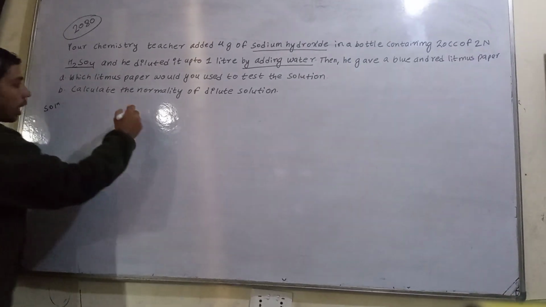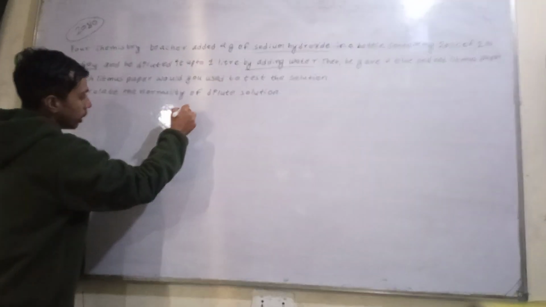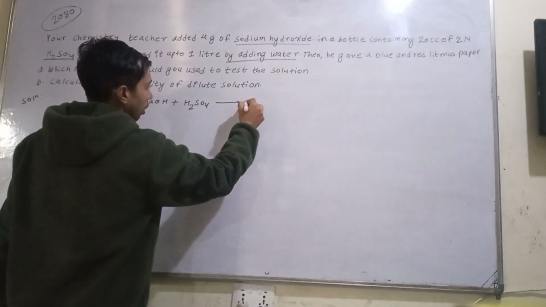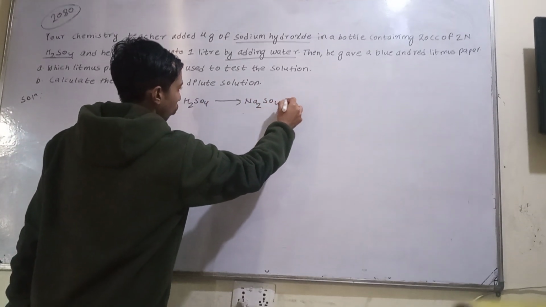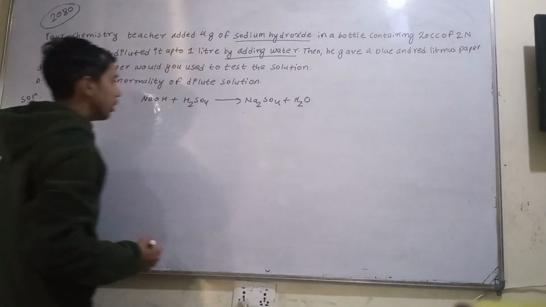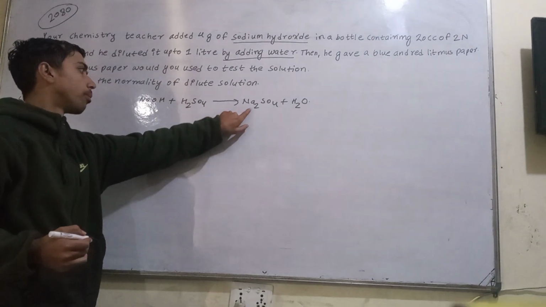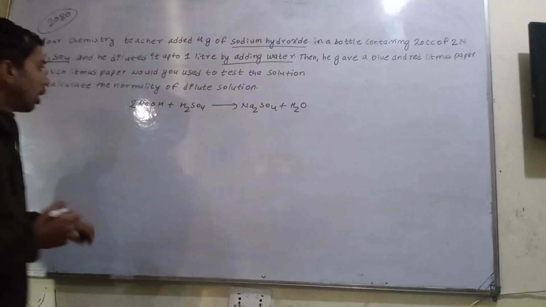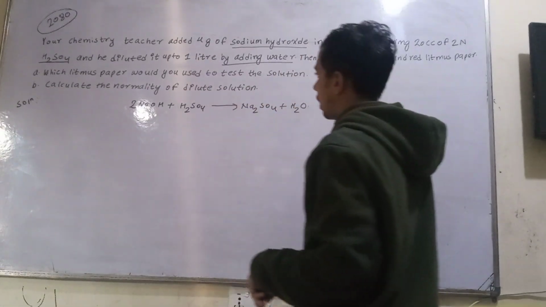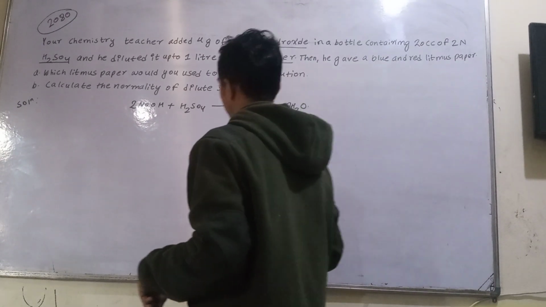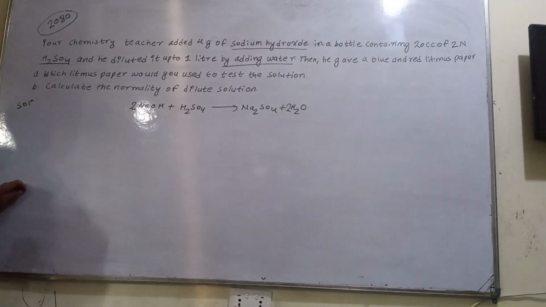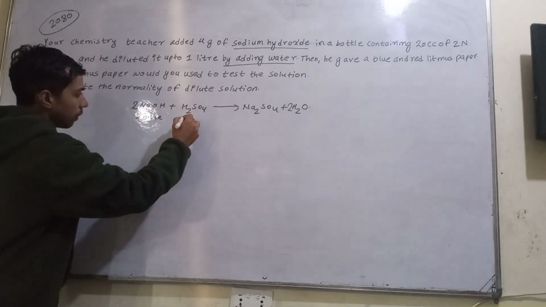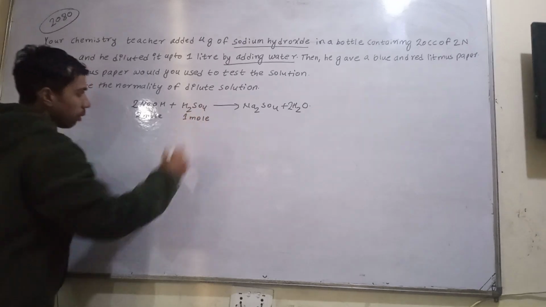So we have to write the reaction first. NaOH plus H2SO4 gives Na2SO4 plus water. Now we need to balance this equation. Here we have 2 sodium atoms, so we need to add 2 here, and for balancing the hydrogen we need to add 2 here. So from here we came to know that 2 moles of NaOH react with 1 mole of H2SO4.